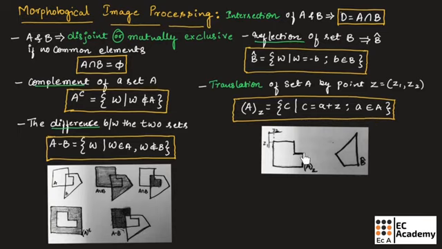So this is the representation of translation of an image, and this is the representation of reflection of the set B. As you can see, this is the representation of set B, and if we take the reflection of this set, we'll get it in this form. So it is just the reflection operation of set B.